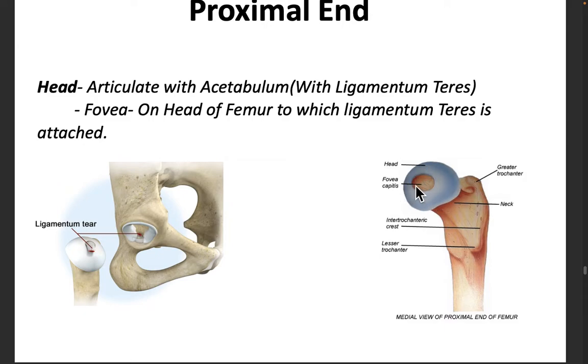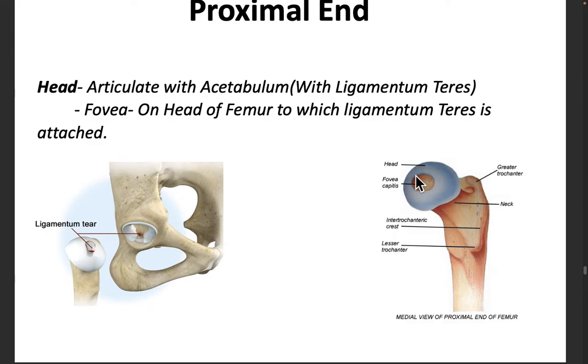So on the head of the femur we have a small dip-like structure that is called the fovea capitis. We won't find any hyaline cartilage in this particular region. We have hyaline cartilage over the overall head of the femur, but not in the fovea capitis, and this is the site of attachment for the ligamentum teres on the head of the femur. Apart from that, it has another attachment inside the acetabulum. Okay, I hope till now we are clear.